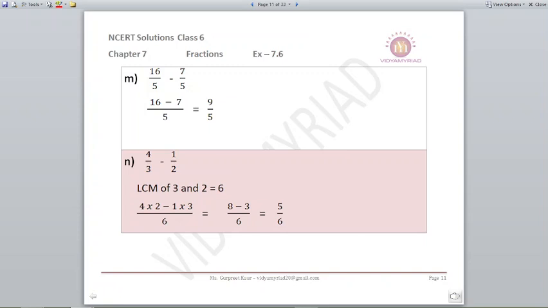Next, 4 upon 3 minus 1 upon 2. So 3 and 2 denominator, take the LCM 6. So 6 we will write common. 4 should be multiplied by 2 and 1 will be multiplied by 3. So 4 2s are 8. 8 minus 3, that gives me 5 upon 6 as my final answer.